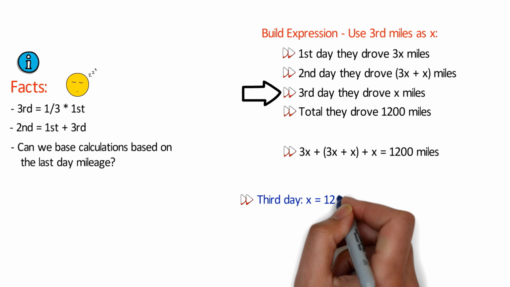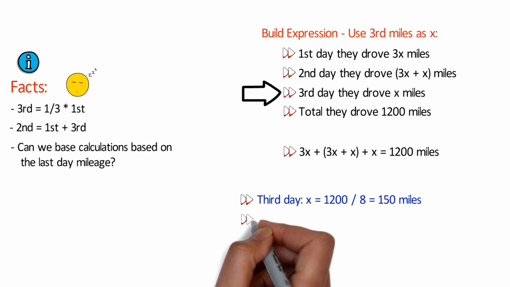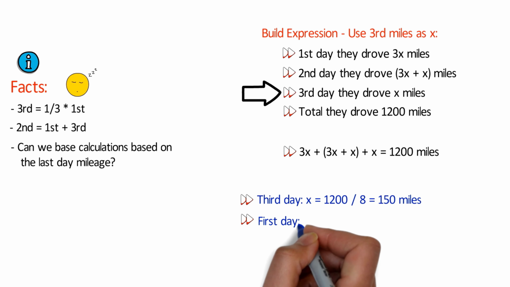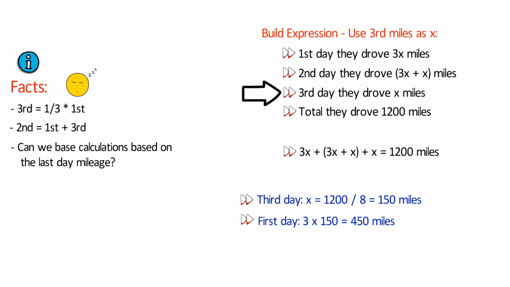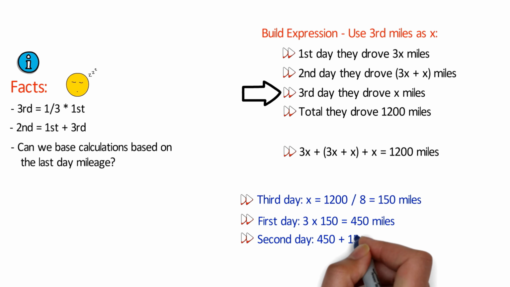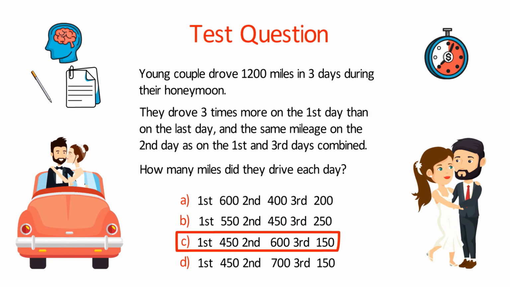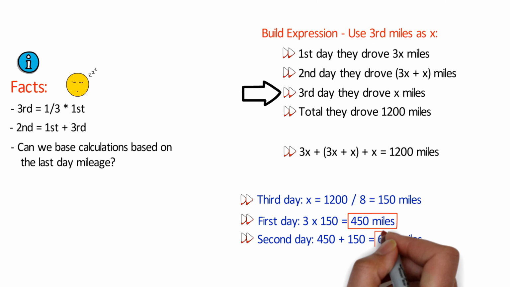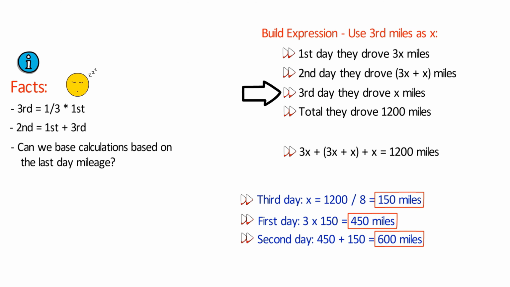Let's do the calculation for x, which also represents the third day. x equals 1,200 divided by 8, which is 150 miles. And this is how many miles they drove on the third day. On the first day then, they drove 3 multiplied by 150, which is the equivalent of 450 miles. And on the second day, they drove 450 plus 150 equals 600 miles. So the correct choice here is choice C. On the first day, 450 miles, second day, 600 miles, and on the third day, 150 miles.